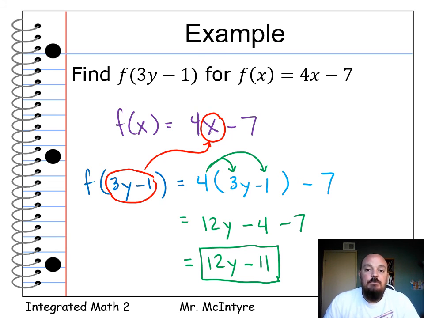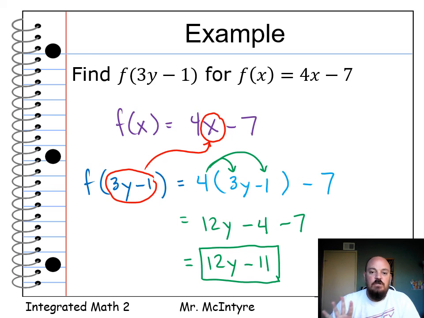So that's what we're doing today. We're doing function notation. We're evaluating by plugging not just numbers, but different things in. So for today, we took our function f of x equals 4x minus 7. We did an easy example where we just plugged in 5. We did a medium example, we plugged in 2x. And then we did a little bit tougher example where we plugged in 3y minus 1.